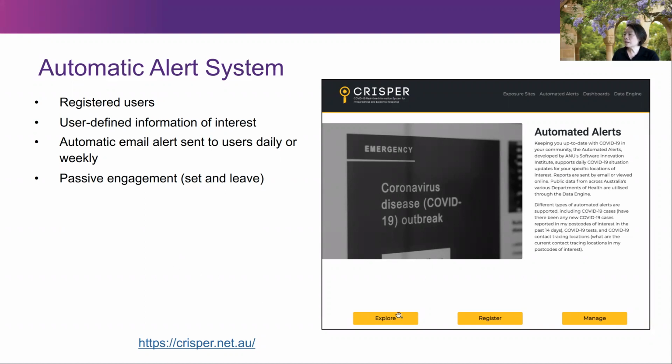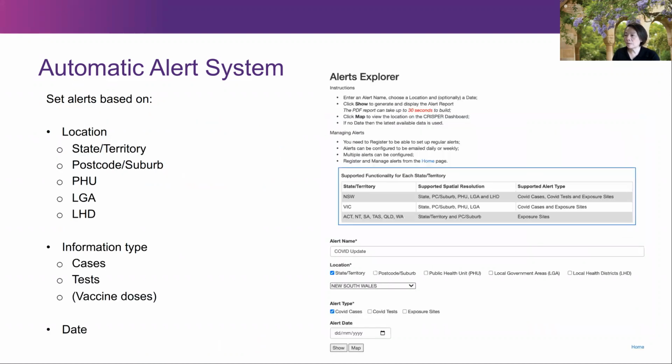You can just go and explore, meaning that you can generate a report straight away and have a look at it, or you can register and have it sent to you on a regular basis through emails. So it looks a little bit like this. You can select, in different sorts of locations, different types of information, and the level of information is different between different states because each state provides different types of information to the public.